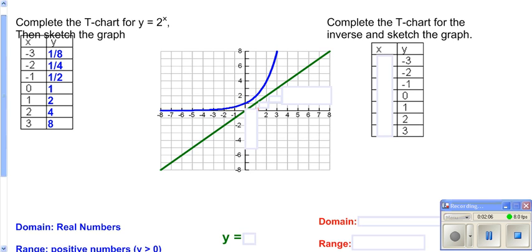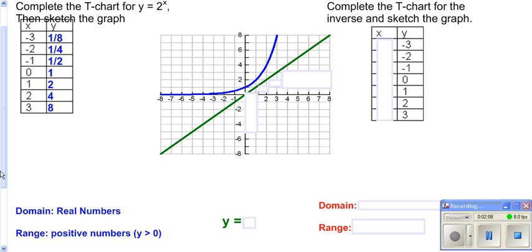Well, let's now consider the inverse. Well, the inverse would have to undo what this function did. So here we put in -3 and we got out 1/8. So the question over here for your inverse is it would have to undo that. What would you have to put in to get out a -3 since that's what you started out with? Well, it's that 1/8.